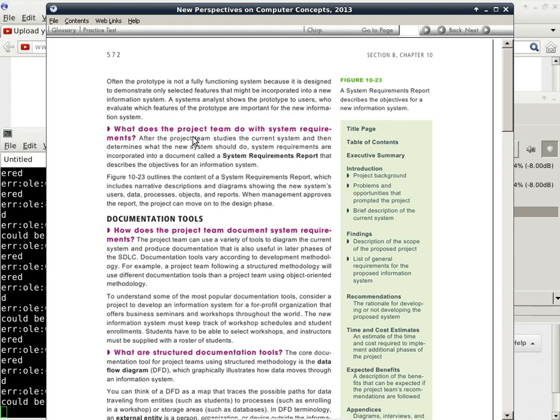We have a figure here, probably over here, that outlines the content of a system requirements report, which includes narrative descriptions and diagrams. So it's not technical, not a lot of numbers, showing the new system's user data, processes, objects, and reports. That's already kind of more detailed. There's a lot more detail than just the requirements. When management approves the report, the project can move on to the design phase. This is why the requirements cannot be very technical.